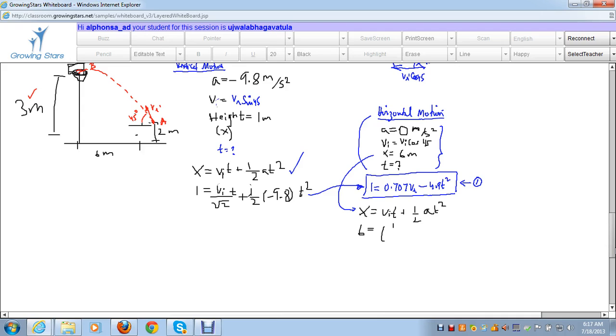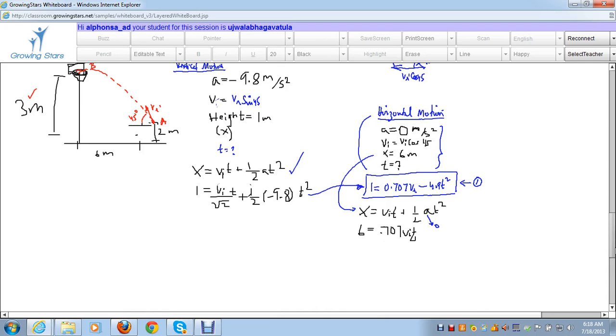VI cos 45 times t, isn't it? So a is 0. So second term you don't have to write. That's 0.707 VI, isn't it? T, is it not same? VI times T, isn't it?